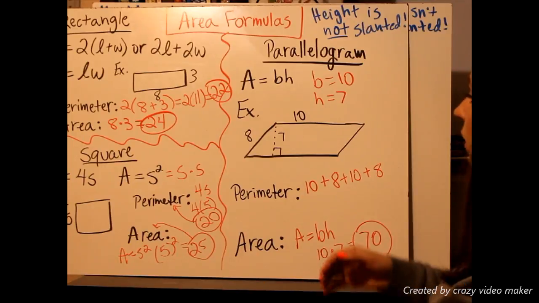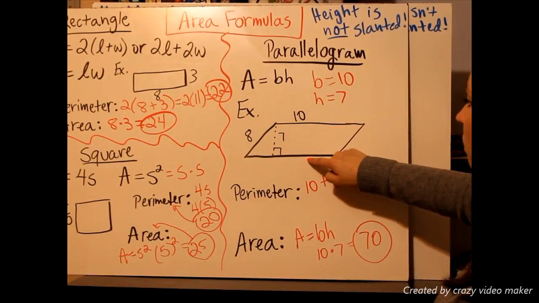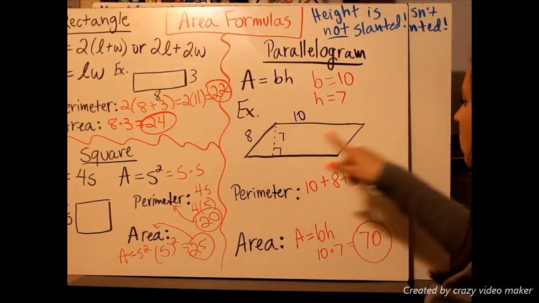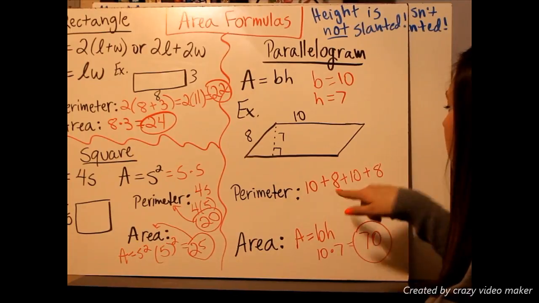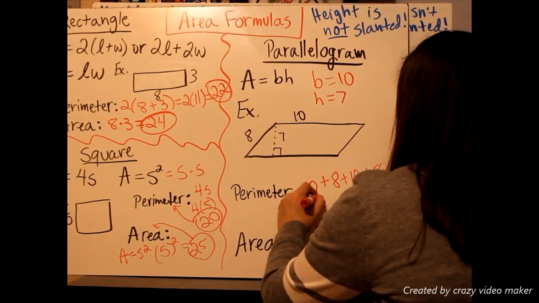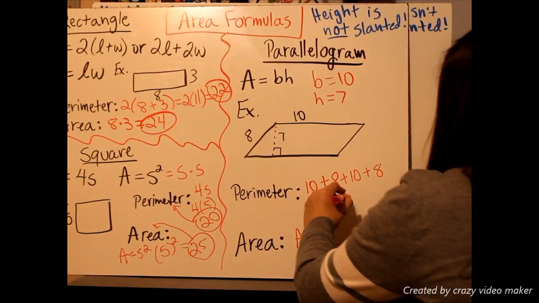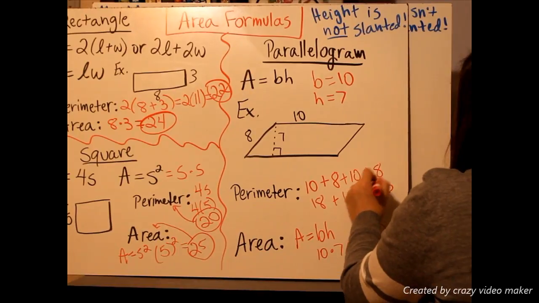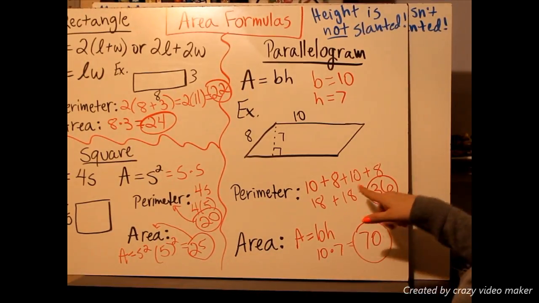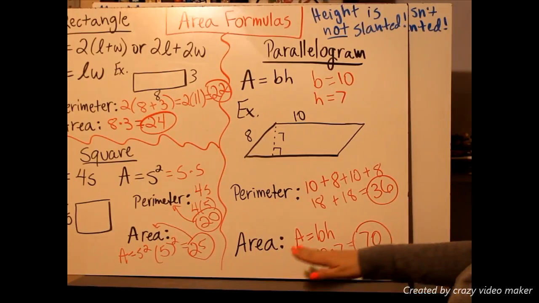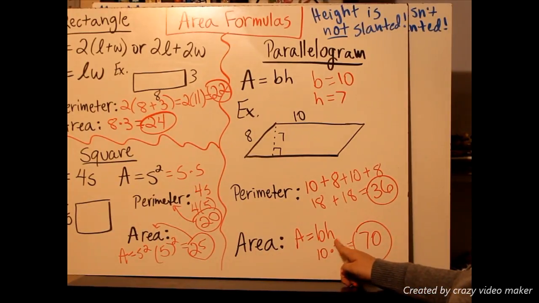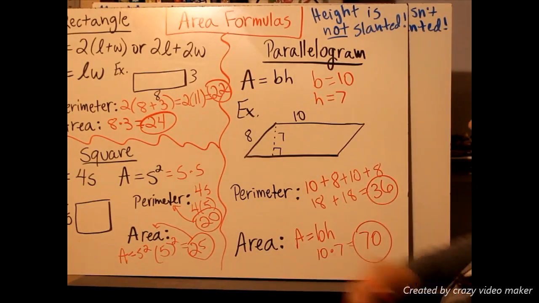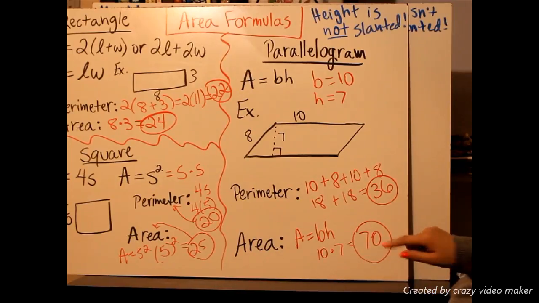Okay, and parallelograms, their two bases are equal and the two slanted sides are equal. So we know that we have two 10s and two 8s. So 10 plus 8 is 18, plus 10 plus 8, that's 18, and 18 plus 18 is 36. So we have our perimeter, where we just added all the sides, comes to 36. Area is base times the height, and remember your height is not slanted, it's straight up and down. Area, 10 times 7, 70.